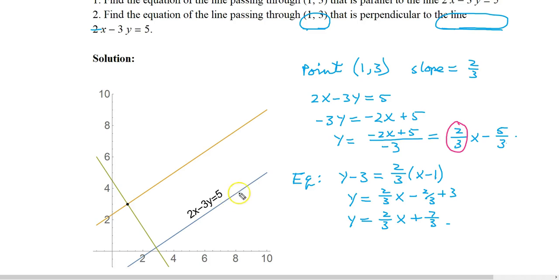So right here, the blue line, labeled by 2x minus 3y equals 5, that's our original line. And the line that we found is this one right here. So that's our line parallel to this one and passing through that point right there, which is (1, 3). And our y-intercept right there is 7/3. Now let's find the equation of the line that's perpendicular to this line and passing through the point (1, 3).